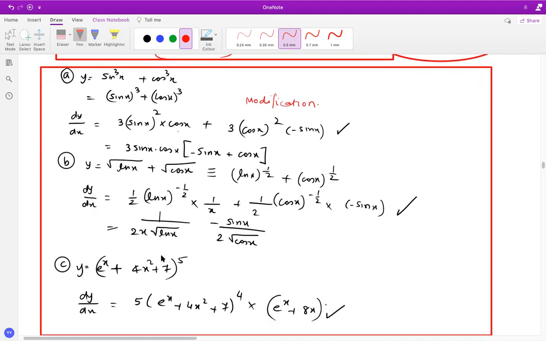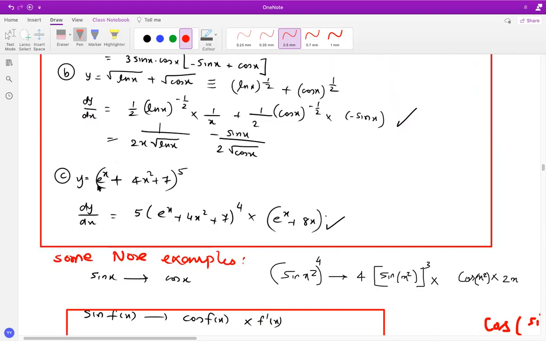We can take one more, the last one, which is e to the power x plus 4x squared plus 7, all to the power 5. If you want to try it on your own, you can. But here, once again, it is an f x to the power 5 kind of example. So the differentiation for this is going to be 5 f x to the power 4 times the derivative inside, which is e to the power x plus 8x. So that's how you do the derivative of the power chain rule.